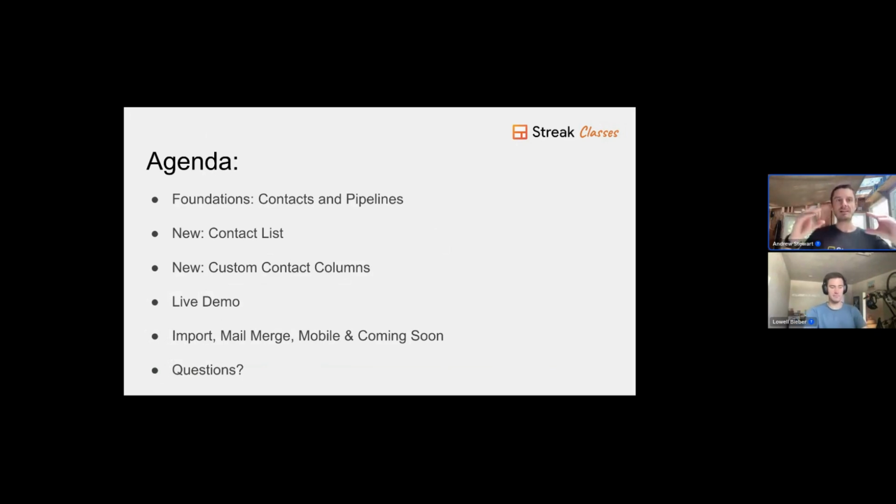So we'll look at the new contact list. We'll look at the new custom contact column features. We'll do that in regular slides that we prepared. And then after we've had a chance to talk about it a little bit, we'll take a look at a live demo and walk through everything live, and then go through a couple of additional features. The contact list and the custom contact columns are the two main new items to discuss this morning, but we do have some import, mail merge, mobile, and coming soon stuff that we'll do at the end as well.